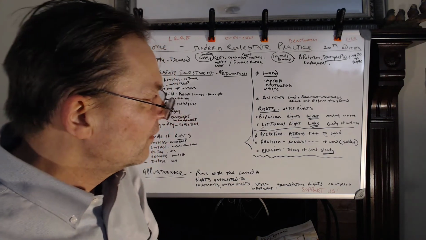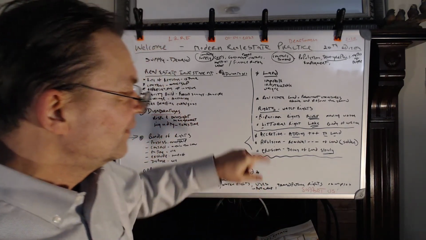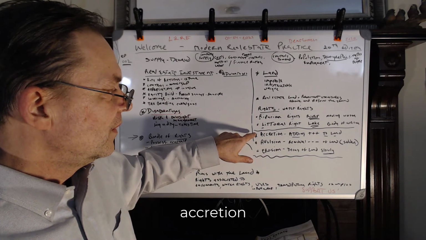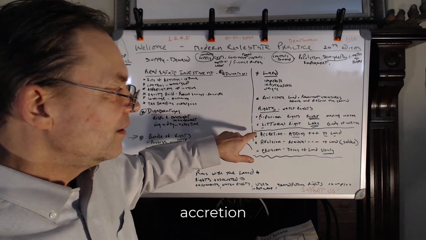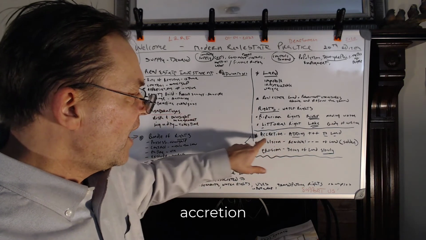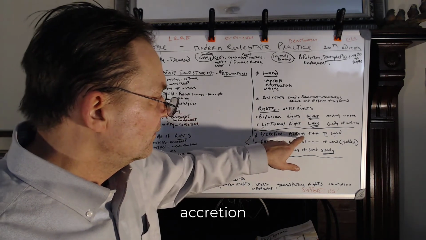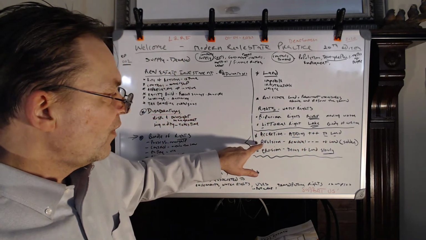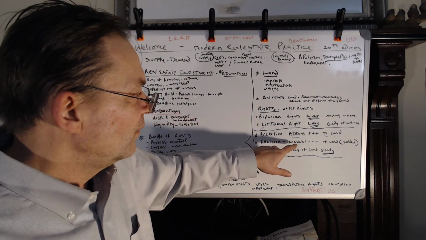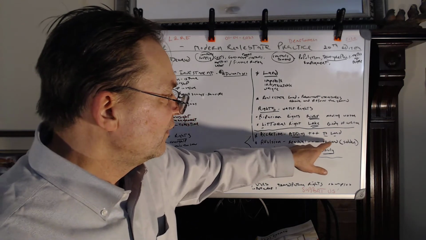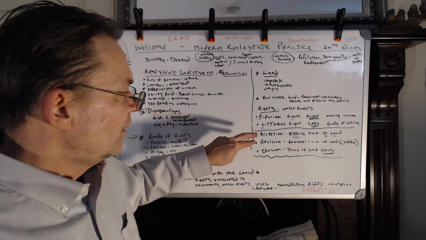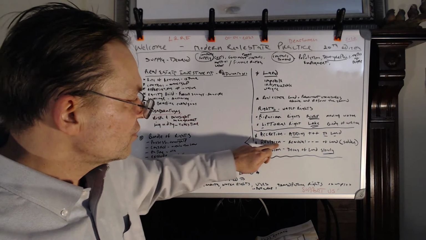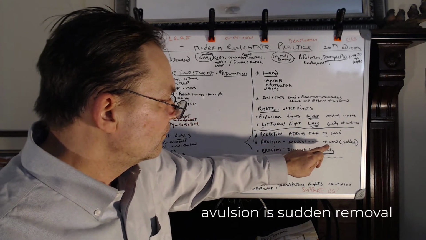Some things that go along with water. Accretion, which is land building or adding. Accretion is adding to the land. Avulsion is removal of land. Accretion, adding. Avulsion, removal.